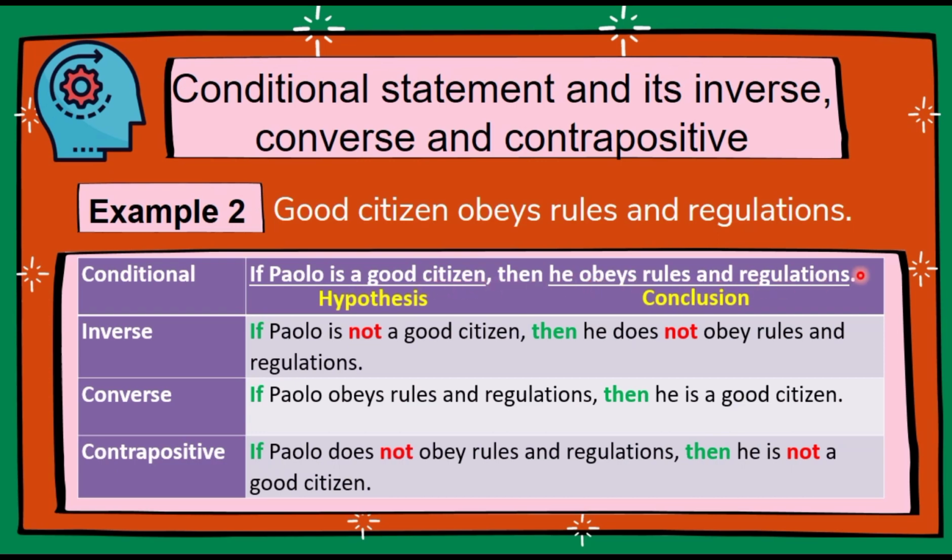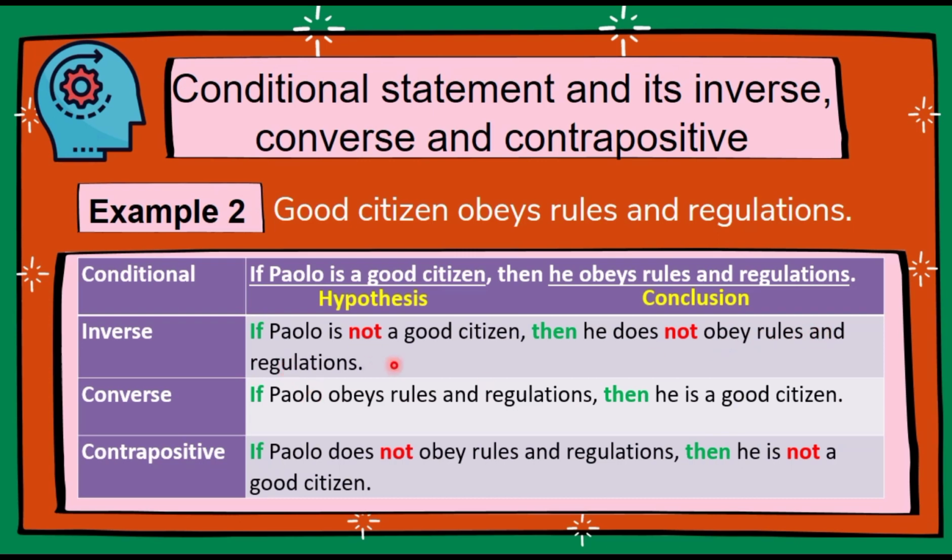To form the inverse, we simply negate the hypothesis and conclusion of the conditional statement. So how? By just simply putting the word not on the hypothesis and the conclusion part. So the inverse statement is, if Paulo is not a good citizen, then he does not obey rules and regulations.